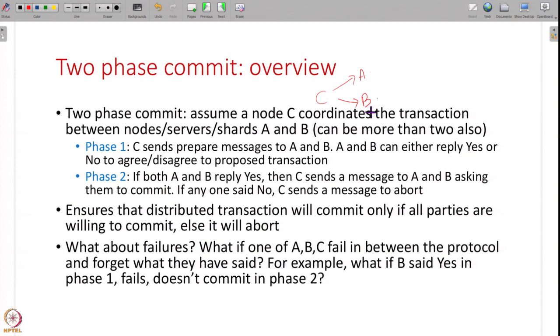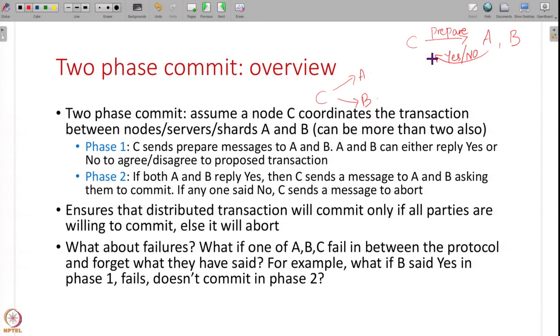Okay, so how does this protocol work? In the first phase, C will send out what is called a prepare message to all the nodes, A, B and so on. This prepare message is saying that, look, here is the transaction I want to run. Are you ready for it? Are you prepared for this transaction? Will you execute this transaction? Then the nodes will reply. In phase 1, they will reply either yes or no. If for some reason they cannot execute this transaction, for example the user does not have enough money in his account to deduct, in which case that server will say, no, this transaction will not work for me. In this way, nodes can vote yes or no for the transaction across multiple different entities.